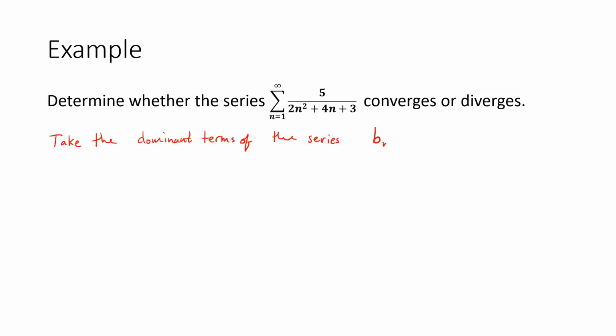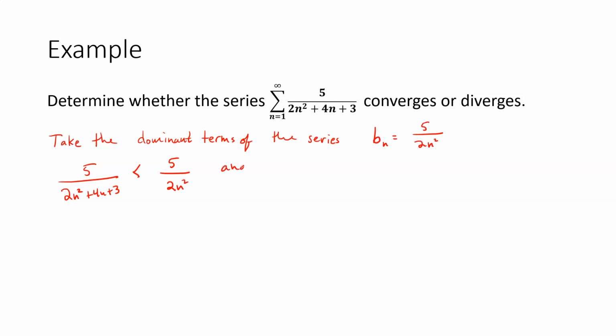Okay, so Bn here would be, we'll just say, 5 over 2n squared. And now I want to compare the Bn here with the An. So in this case, 5 over 2n squared plus 4n plus 3 compared with just 5 over 2n squared. Now the one that has the bigger denominator has more terms added below, so that quotient is going to be smaller.